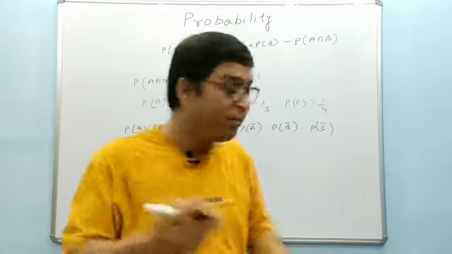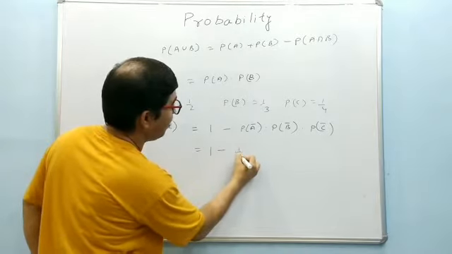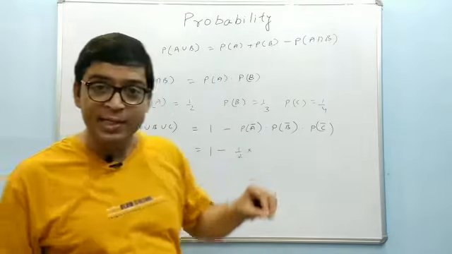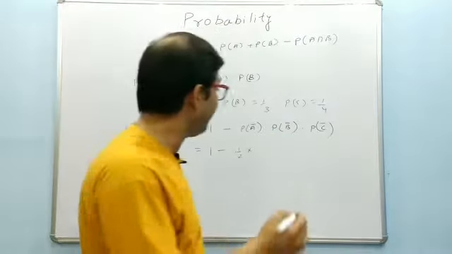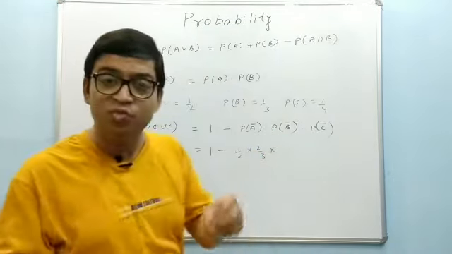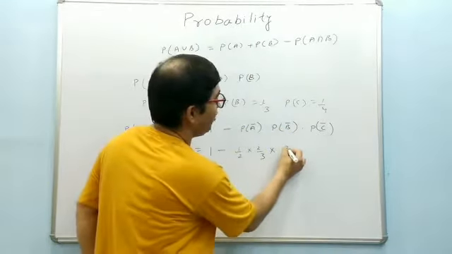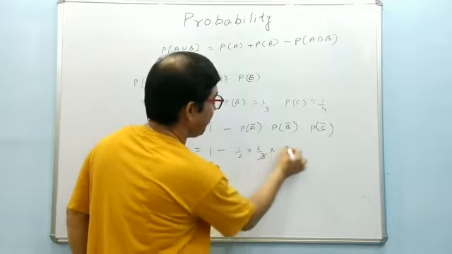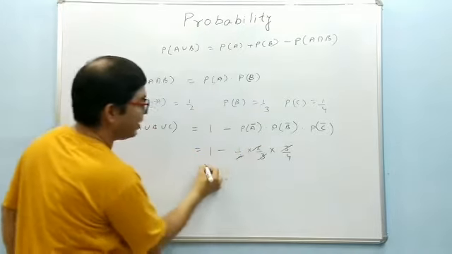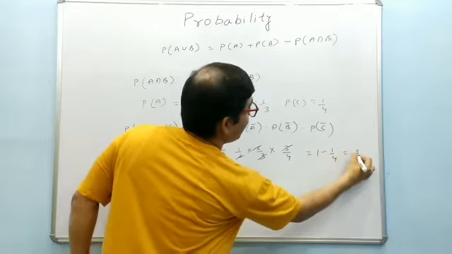Total sum is 1. So this is 1 minus 1 by 2, that is coming out to be 1 by 2, into PB dash, which is 1 minus 1 by 3, that is 2 by 3, and PC dash is 1 minus 1 by 4. What is that? 3 by 4.